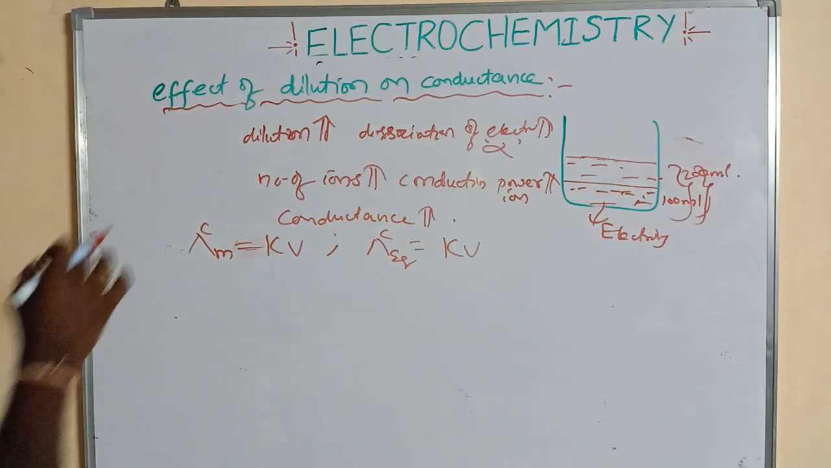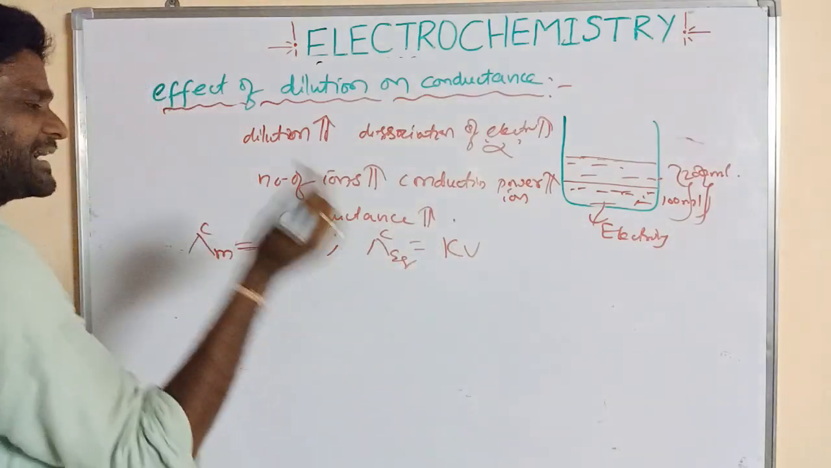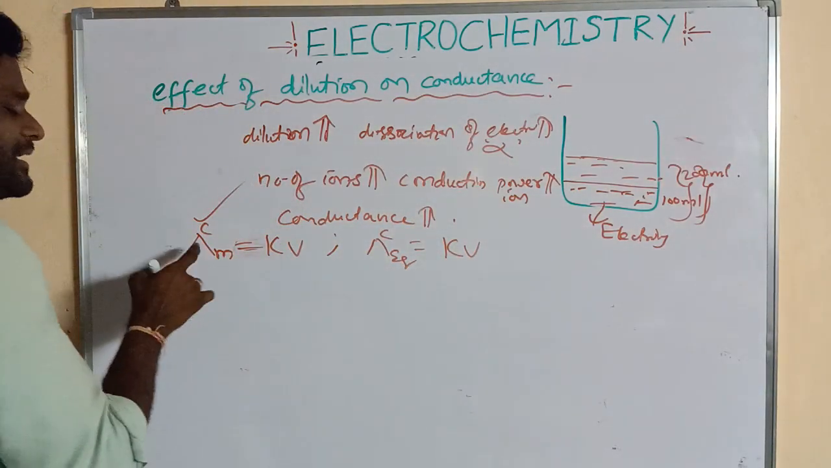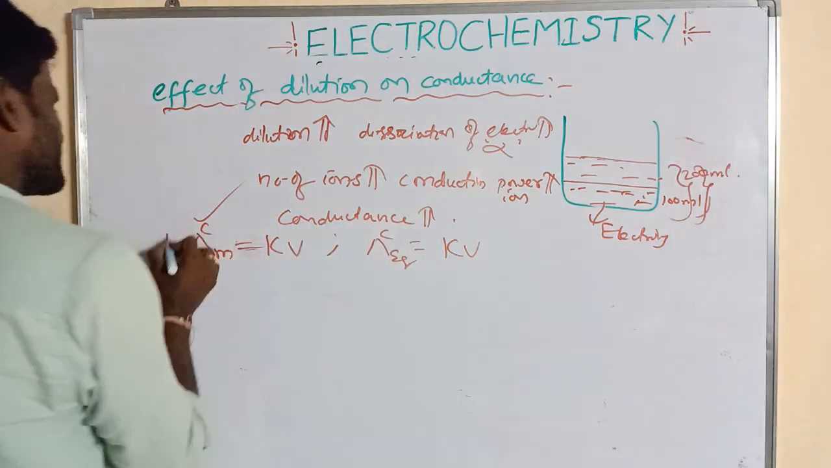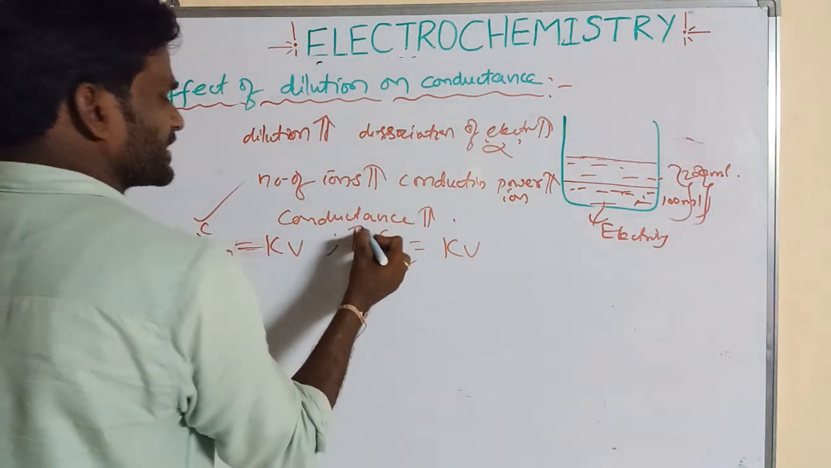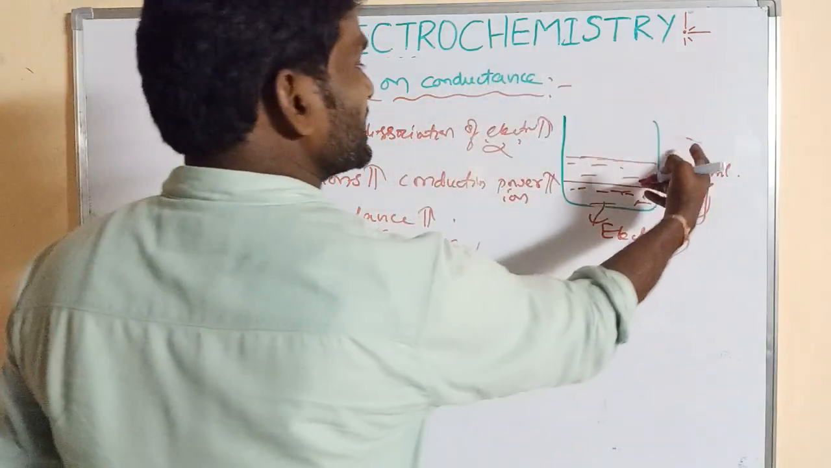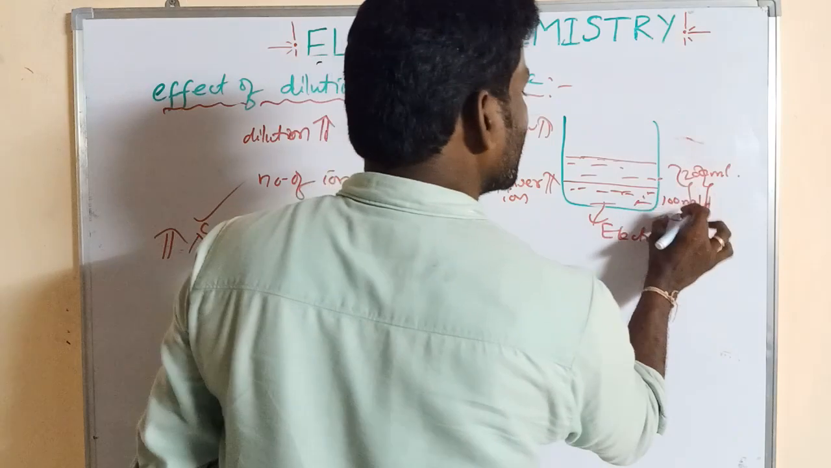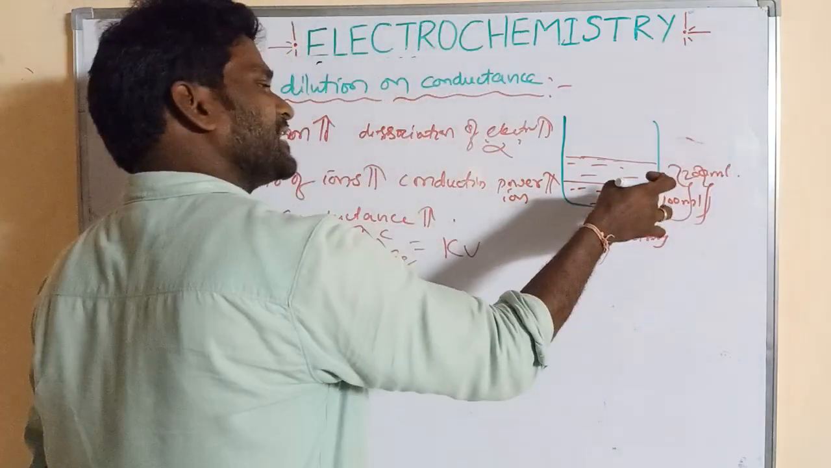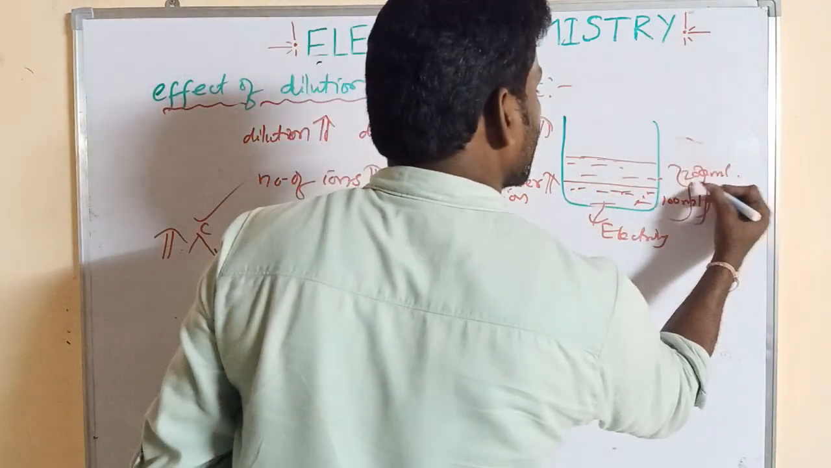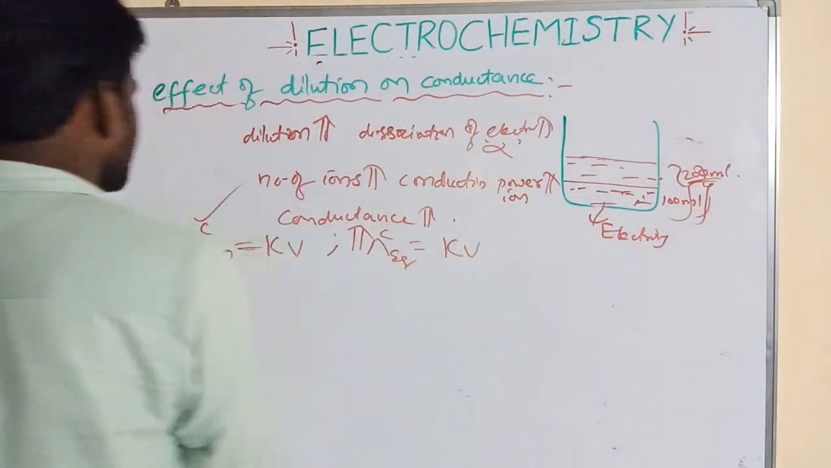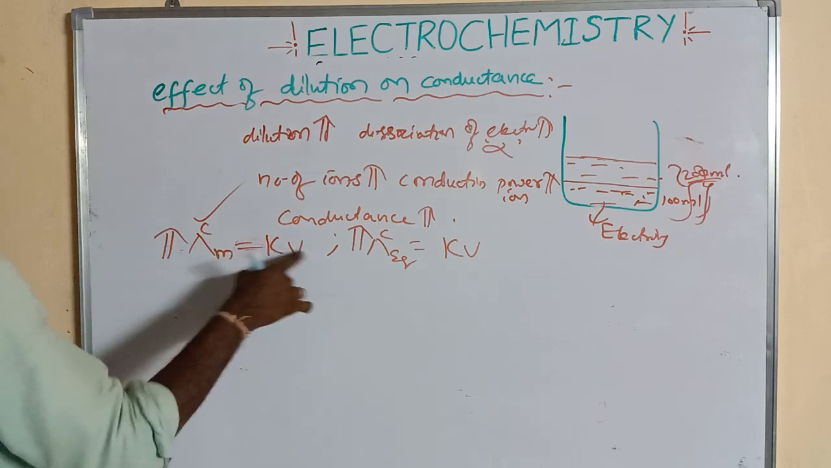So here conductance increases, and if conductance increases, the molar conductivity increases, and equivalent conductivity is also increases. Why? If the dilution increases, the volume of solution also increases. Initially we can take 100 ml. When it is diluted, its volume increases to about 200 ml. That means volume increases. So here, volume and Λm are present in which relation?